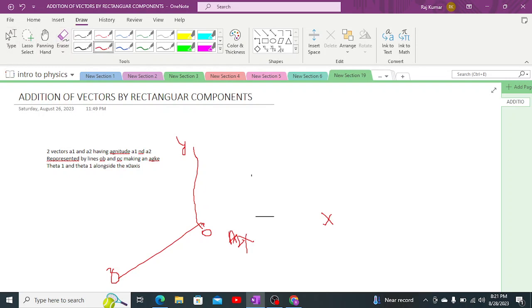These were the two vectors which I previously drew on the screen: vector A, vector B. This is vector A, this is vector A1, this is vector A2. These were the two vectors which I drew with theta 1, theta 2 alongside the x-axis, represented by OB and OC having magnitudes A1, A2. So now I want to add both of them.